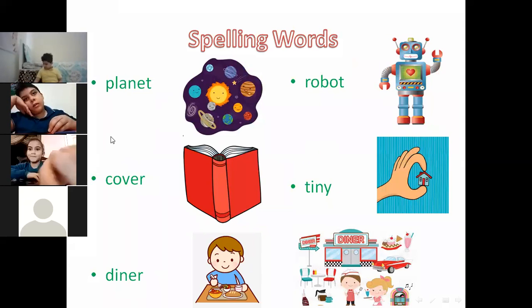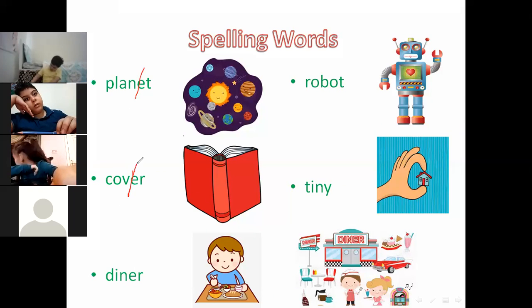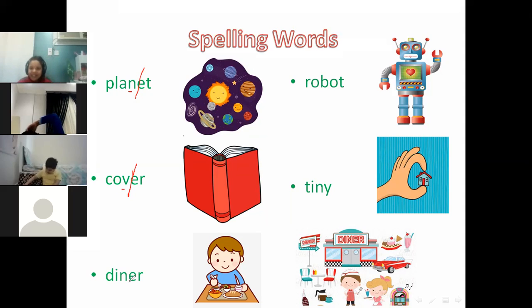Let's see here. Planet. Let's look at the word planet. Cover. Here we have closed syllables in the first part. Diner here is an exception. So it doesn't follow the rule. It's like the irregular verbs when they don't follow the rule. So we will divide it, but we will not see if it's open syllable or closed syllable. We will not talk about it because it's an exception. And you will take it later when you grow up more, okay? So we will divide it between the N and E, but here we will read it diner.